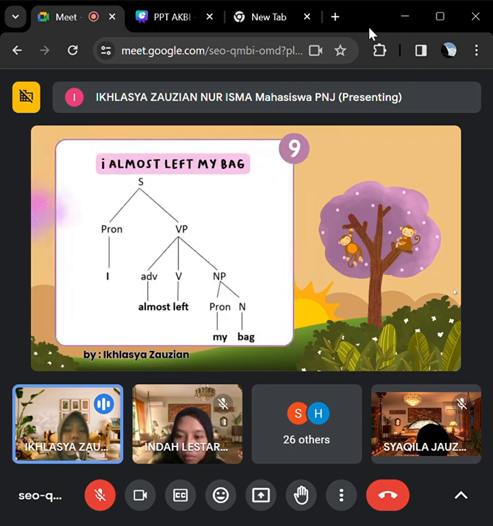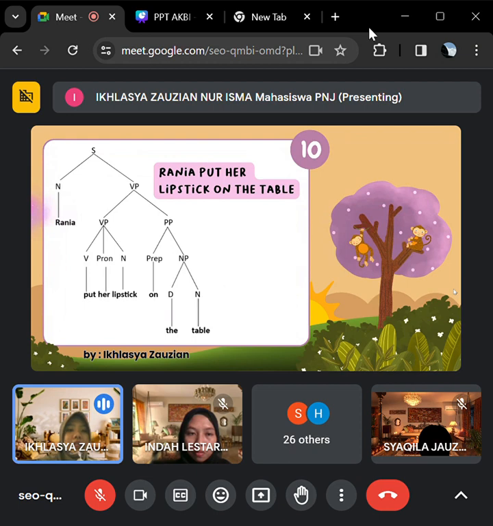My idols love to sing and dance is a sentence. Next, I almost left my bag. I is a pronoun, almost is an adverb, left is a verb, my is a pronoun, bag is a noun. My bag is a noun phrase. Almost left my bag is a verb phrase. I almost left my bag is a sentence.